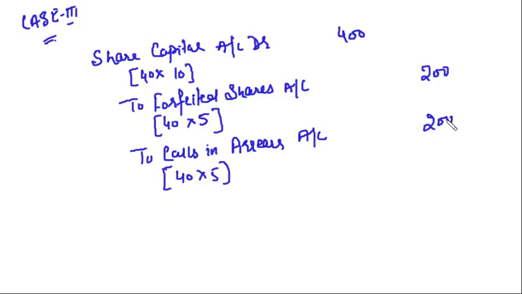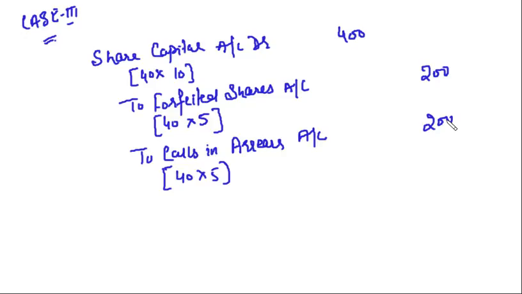Now the concept of called up is clear. What is called up? What amount is received and what is not received? Right? Share capital will be debited with the amount that has been called up by the company. Forfeited shares will be credited with the amount that has been already received by the company. And calls in arrears will be credited with the amount that was called up but not received by the company. Called up but not received. Clear? I hope this basic concept of forfeiture is clear.